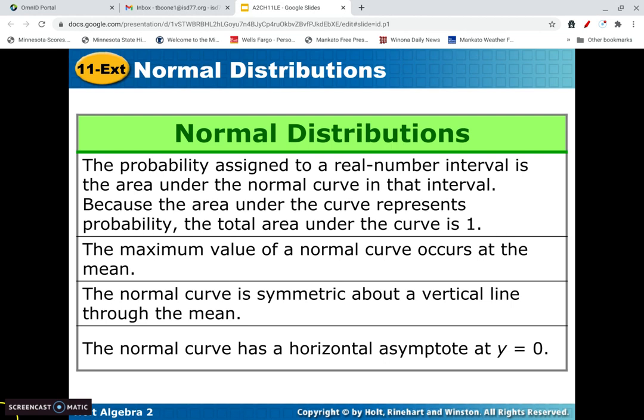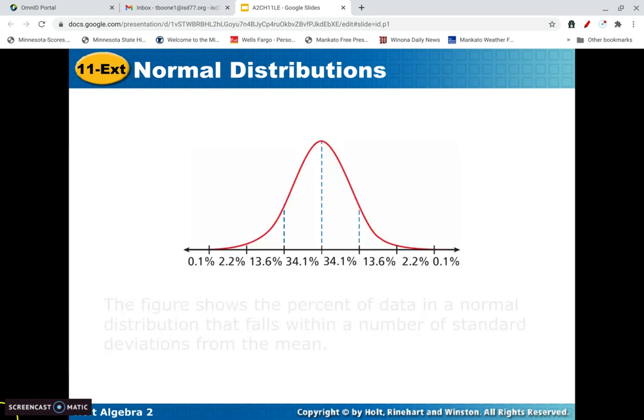Some common things we have here: the probability assigned to a real number interval is the area under the normal curve in that interval. Because that area represents probability, the whole area under the curve is 1, which adds up all the probabilities. The maximum value of a normal curve occurs at the mean. It is symmetric, and the normal curve has a horizontal asymptote. It never really gets to 0.